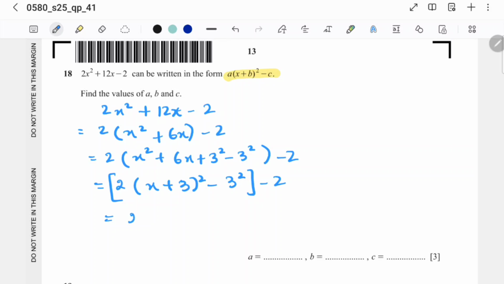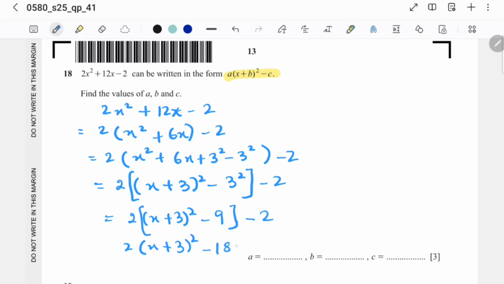So that is 2 times x plus 3 whole squared, and then I'll have to multiply with this 2 also. I'll have to keep the bracket with 2 as well, and then this is minus 9, because 2 was common with the whole thing. Minus 2. So now I can expand 2 times x plus 3 whole squared, and 9 2s are 18, minus 2, that is coming 2 times x plus 3 whole squared minus 20.